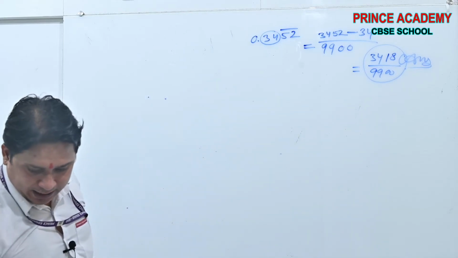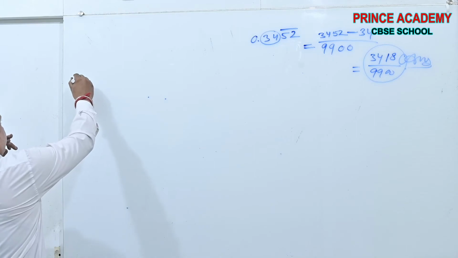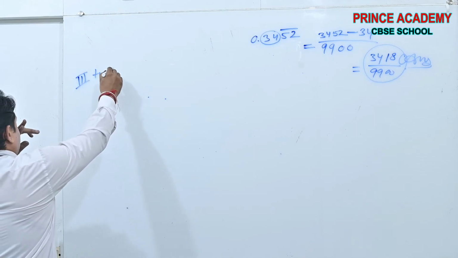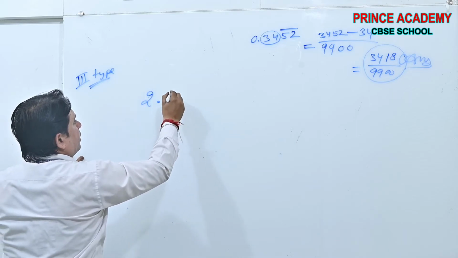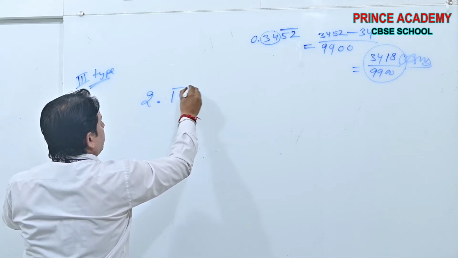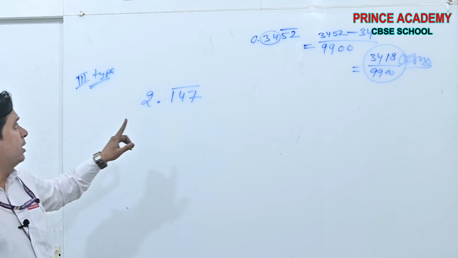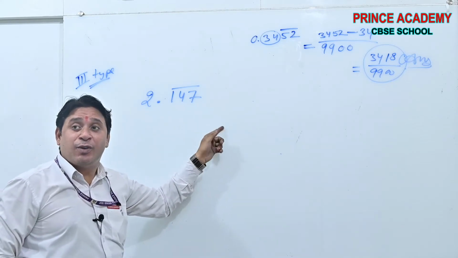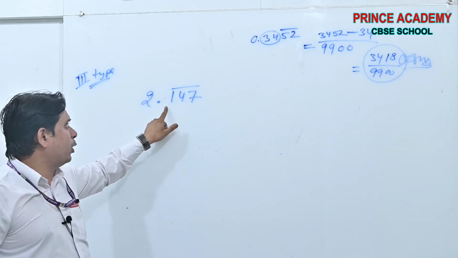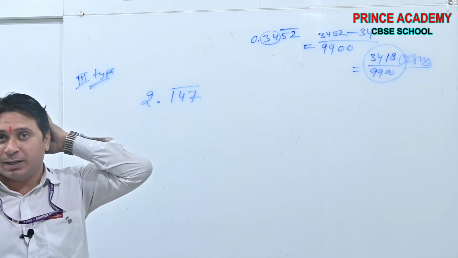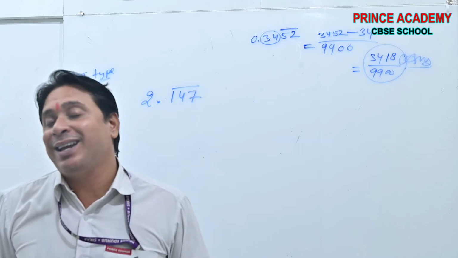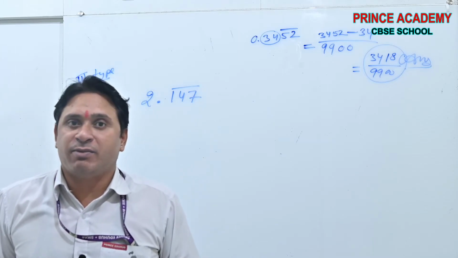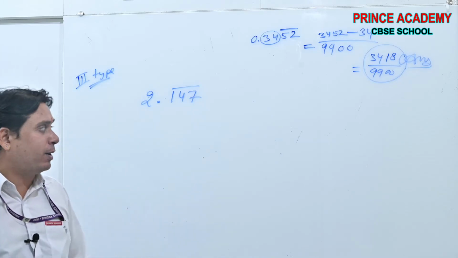Third type, you see the third type. Like this: 2.147 bar. See beta, this portion is like the first type. After decimal, no non-repeating, but before decimal is a number. In that case before, before decimal was not any number there, only 0 was there.